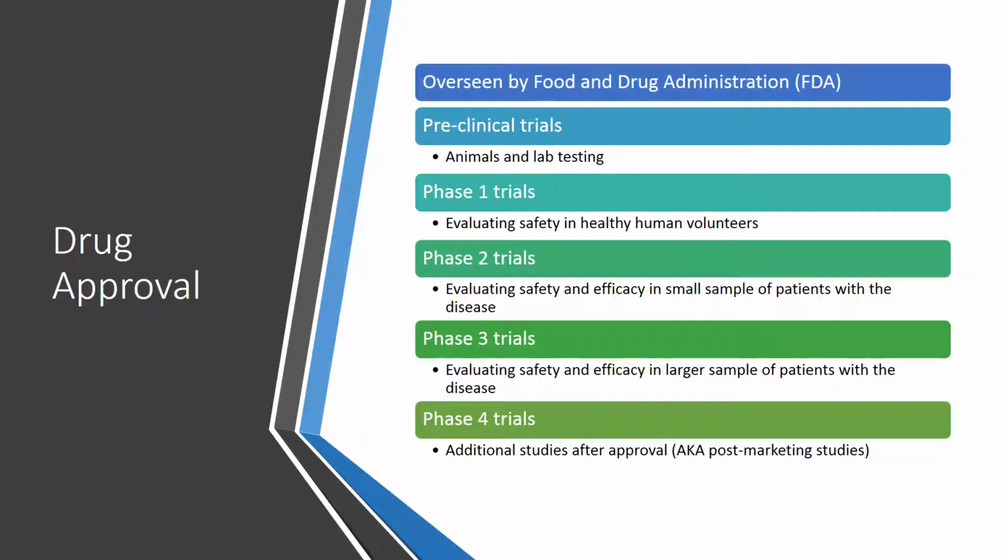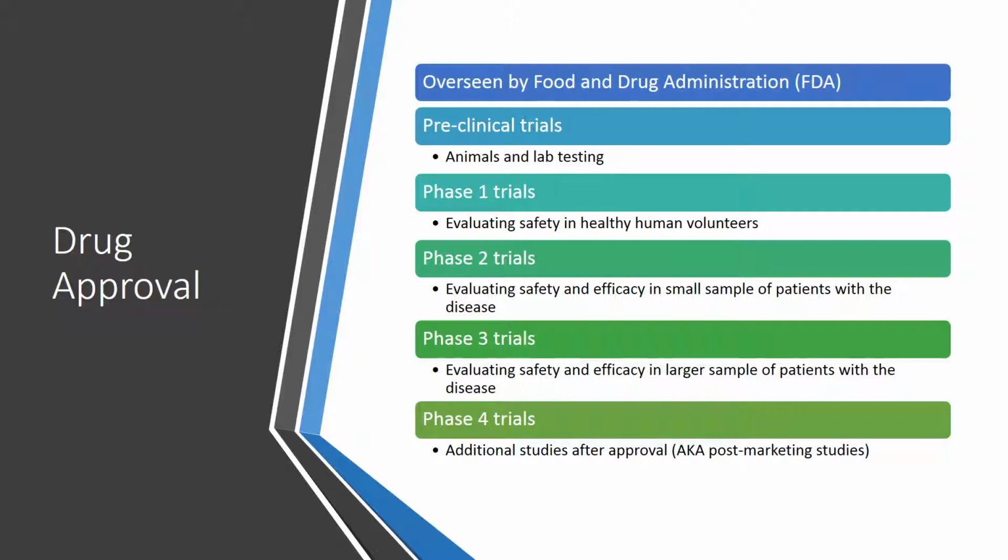These are very early trials, and they are evaluating just the safety in a small population of healthy human volunteers. If the safety is verified and it looks like the adverse effects are tolerable for what the drug is trying to do, we move on to phase 2 trials. And at this point, we're looking at both safety and efficacy in a small sample of patients who actually present with the disease. If the trial at that point still seems successful, you can move into phase 3 trials.